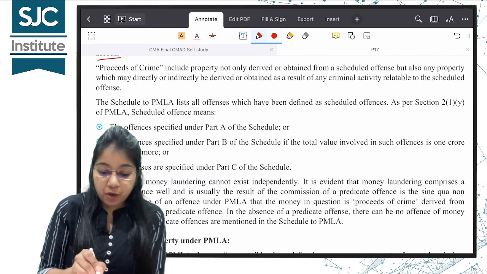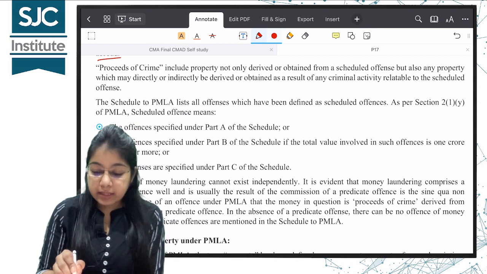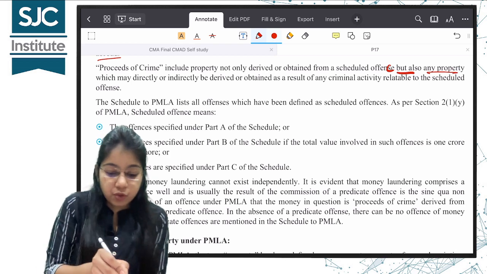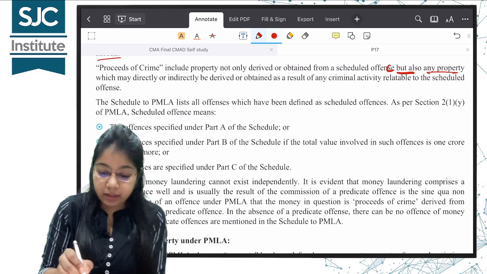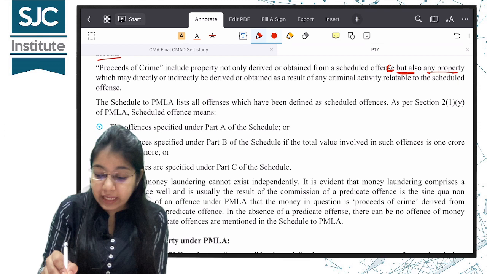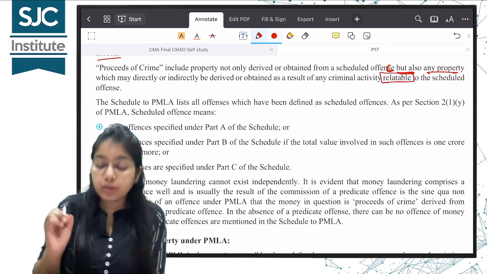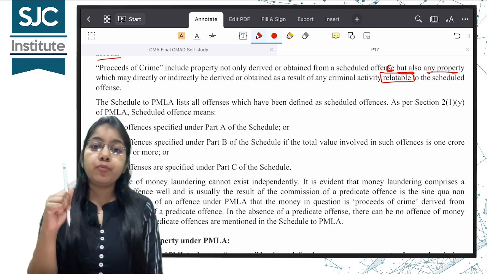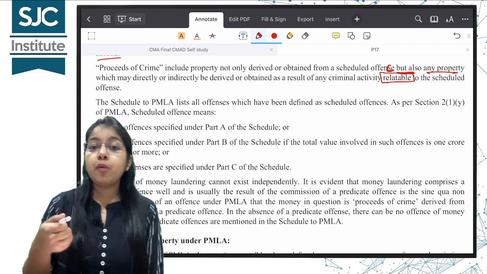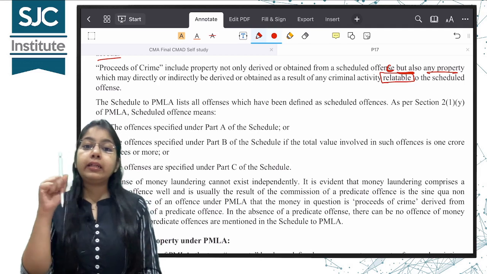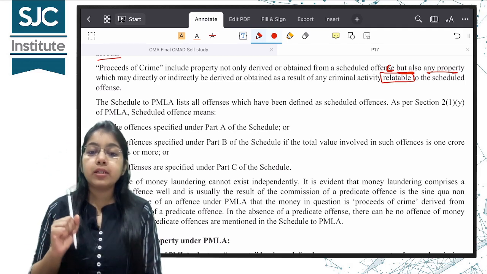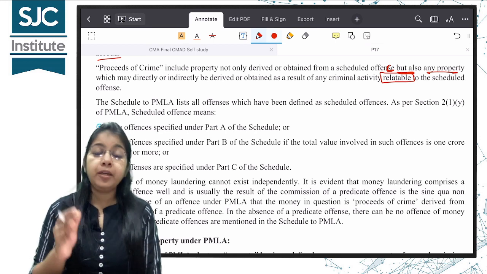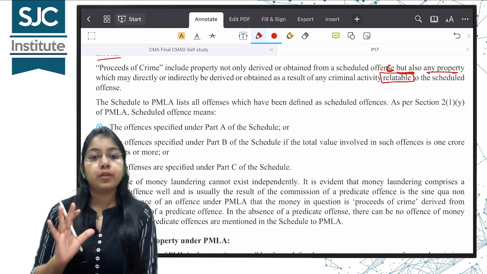Proceeds of crime include property not only derived or obtained from a scheduled offense, but also any property which may directly or indirectly be derived or obtained as a result of any criminal activity relatable to the scheduled offense. If you have obtained a property which is not directly from the proceeds of crime, but it is related to the scheduled offense and the proceeds of crime from that scheduled offense, then also it will be constituted as proceeds of crime.